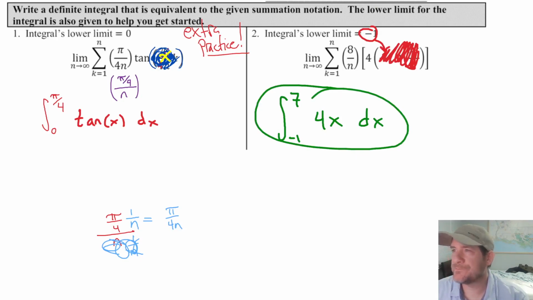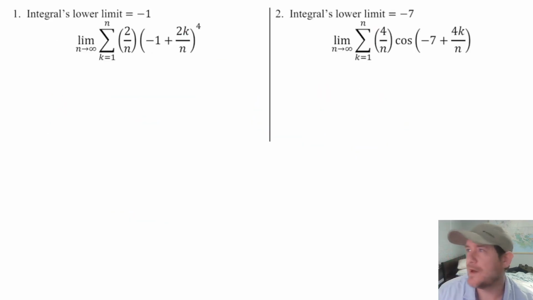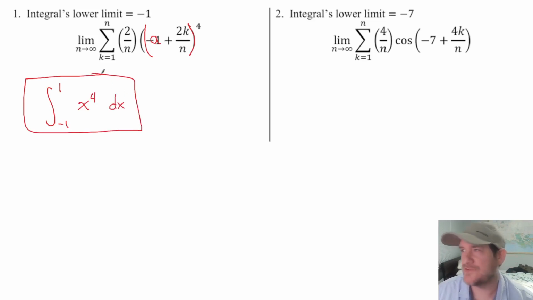What about number 3? Well, there is no 3. We're going to go back to 1 and 2 on the second assignment. So how's this guy look? This guy wants to start at -1, have a width of only 2, which means we go to 1, so -1 to 1. And again, I'm spotting my a value, my 2 over n times k. So this whole thing is just the function x to the 4th dx. So there's your integral notation.